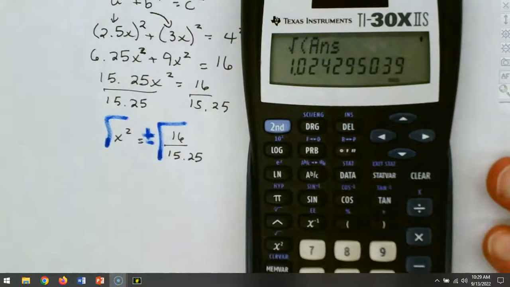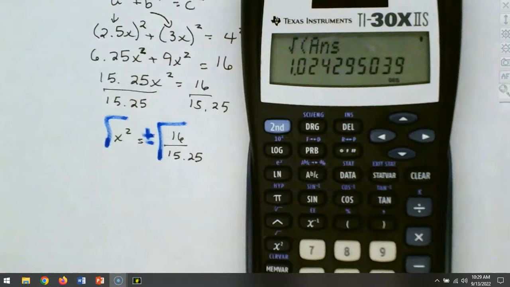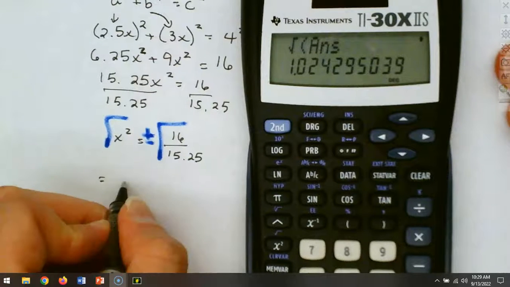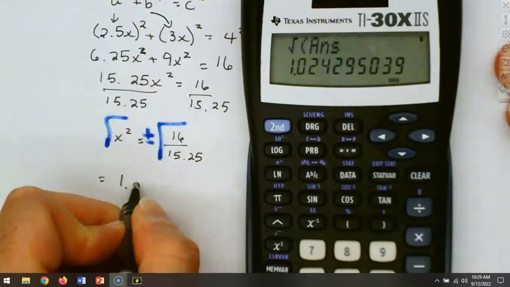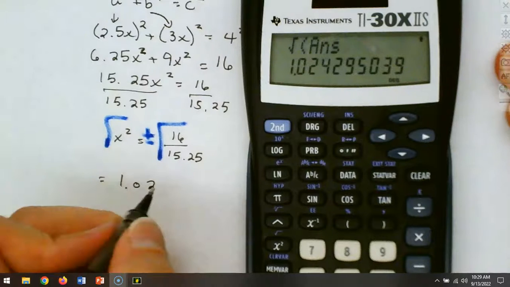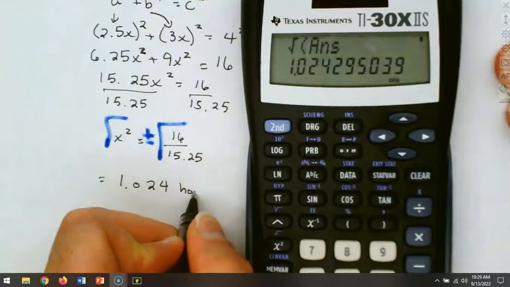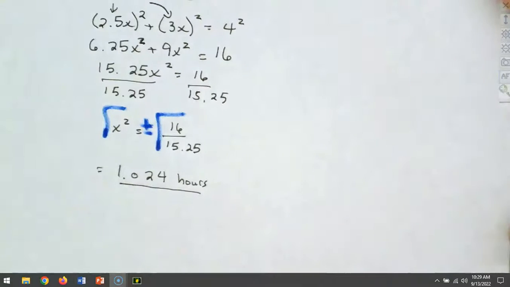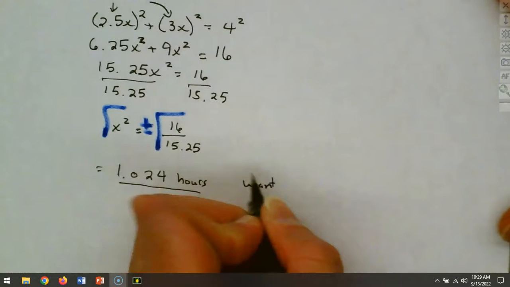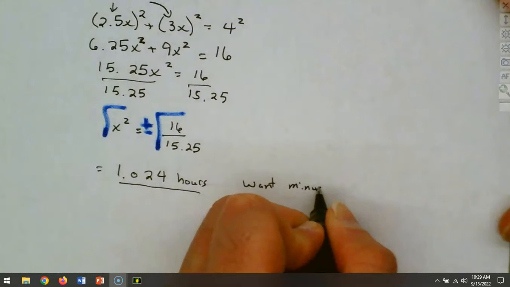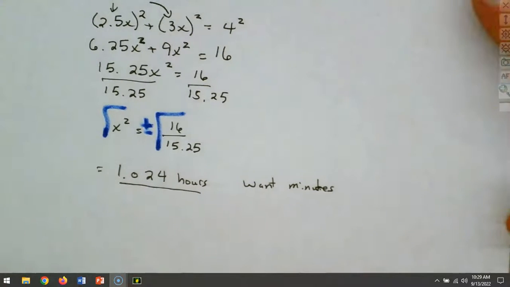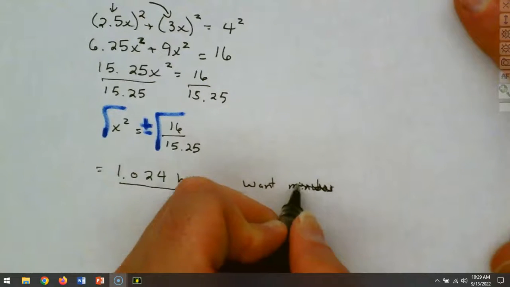And that gives us now, and we'll take this out probably 3 places because this is in hours and we want it in minutes. So when I work this out, that gives you, now we'll write it down in hours, 1.024, if we round it, hours. But we want it in terms of minutes. So we want minutes here. How do we convert this hours to minutes?